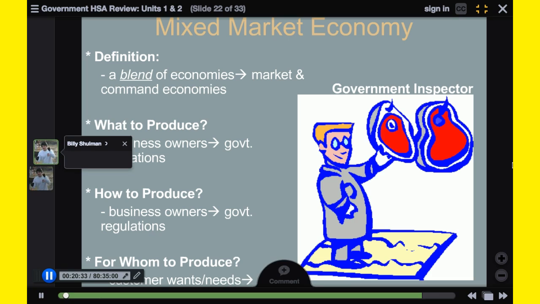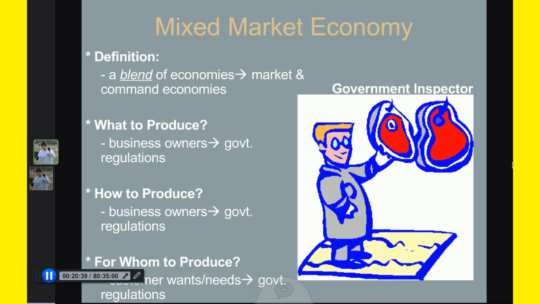Now, in the United States of America, we are not easy. We don't make it easy for you all. We have a mixed market economy. And what that means is we have a mix of command economy. We also have a little bit of market economy.